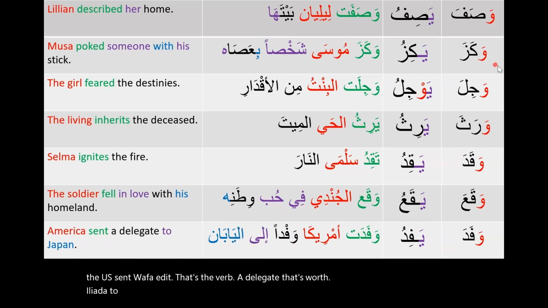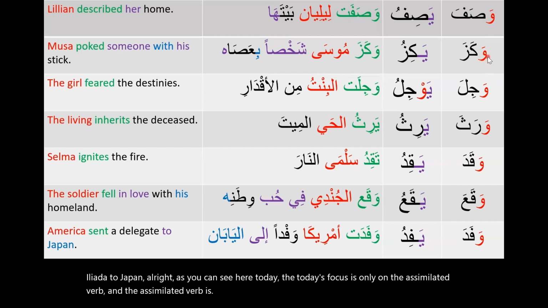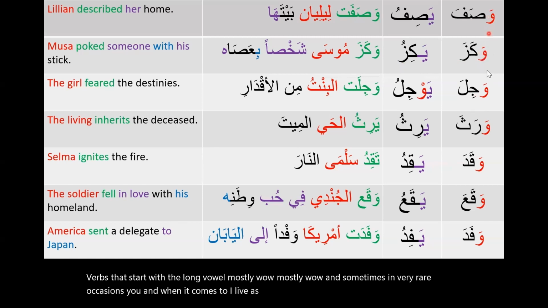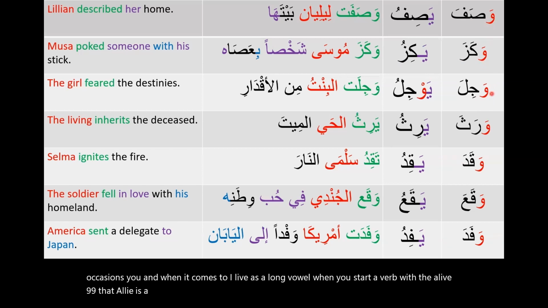All right. As you can see, today's focus is only on the assimilated verb, which is verbs that start with the long vowel, mostly waw, and in very rare occasions ya. And when it comes to alif as a long vowel, when you start a verb with the alif, 99% of the time that alif is a seat for the hamza. We consider that a hamza, not the alif.